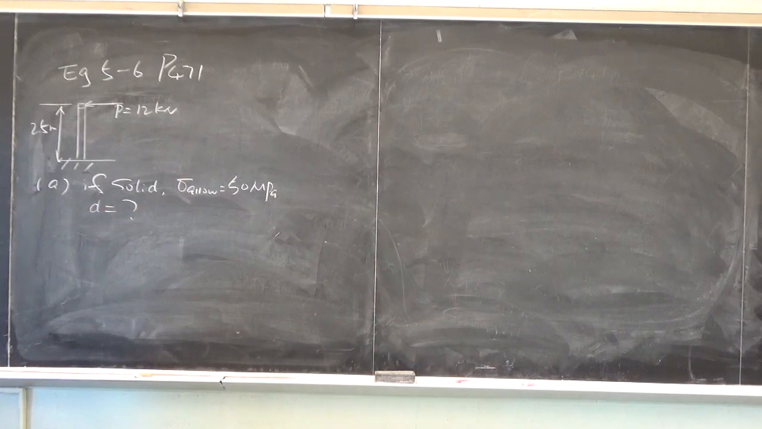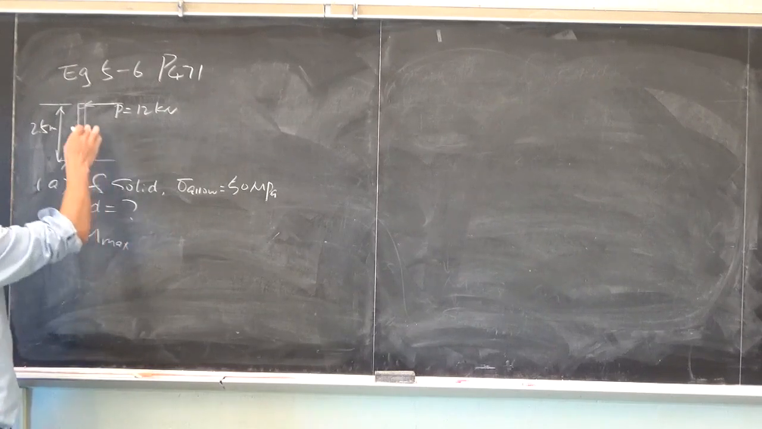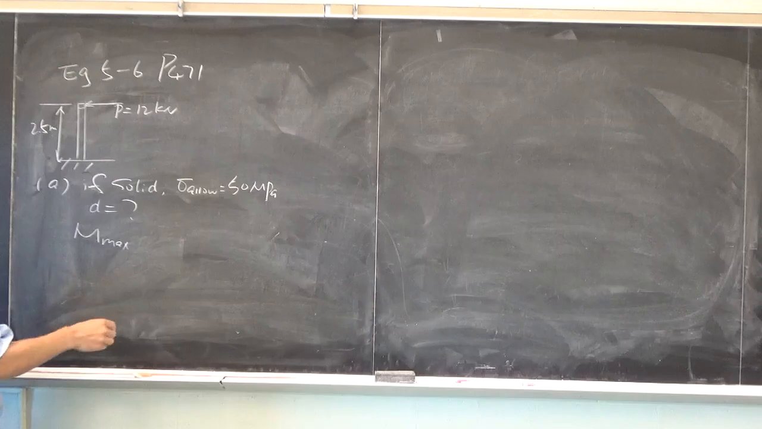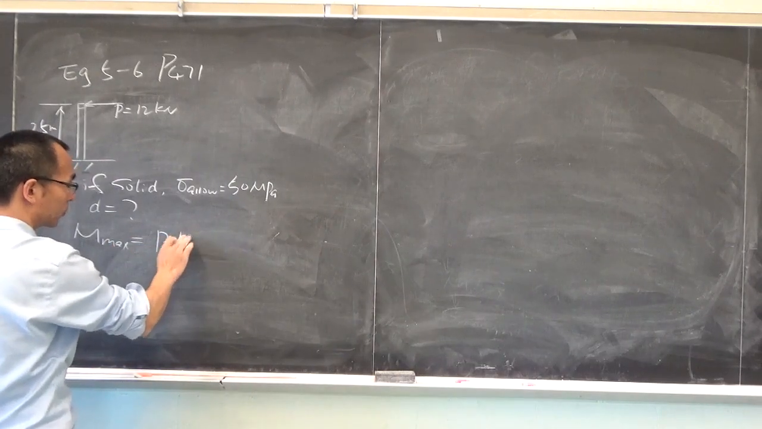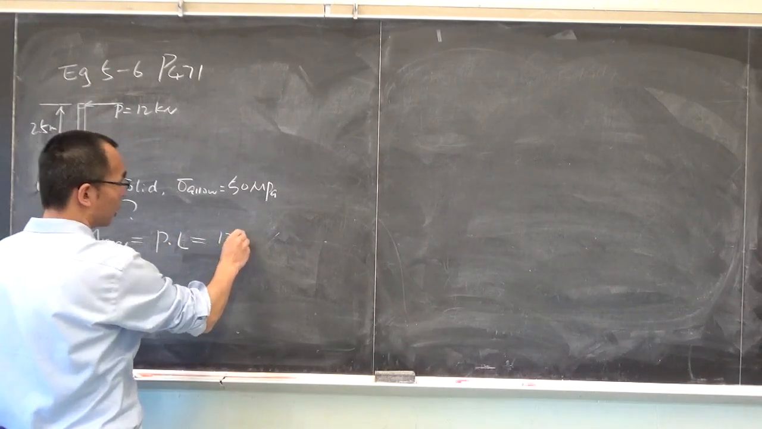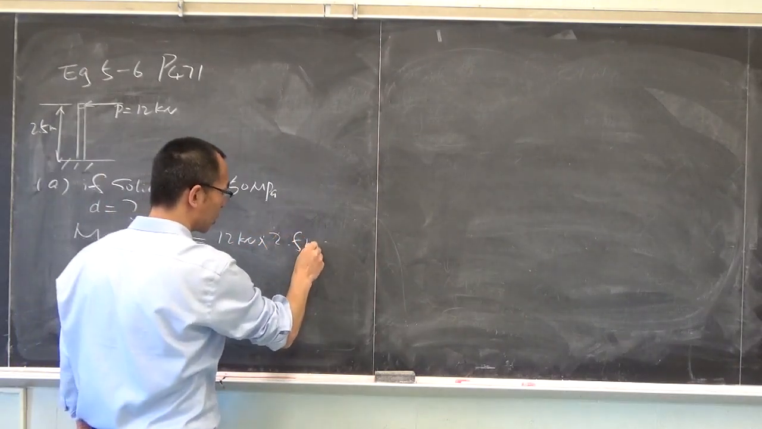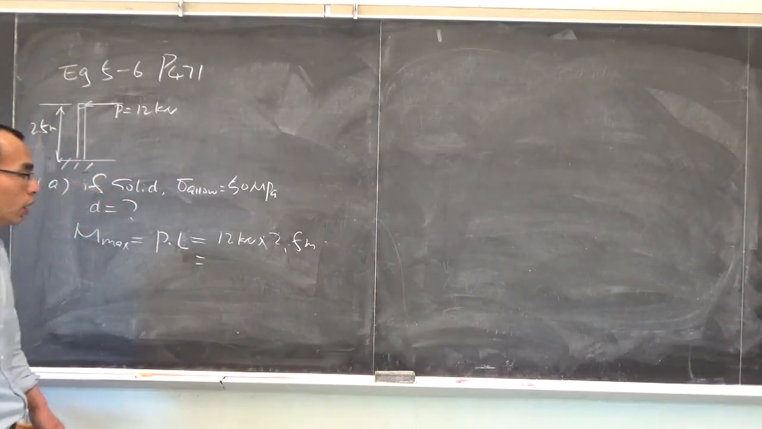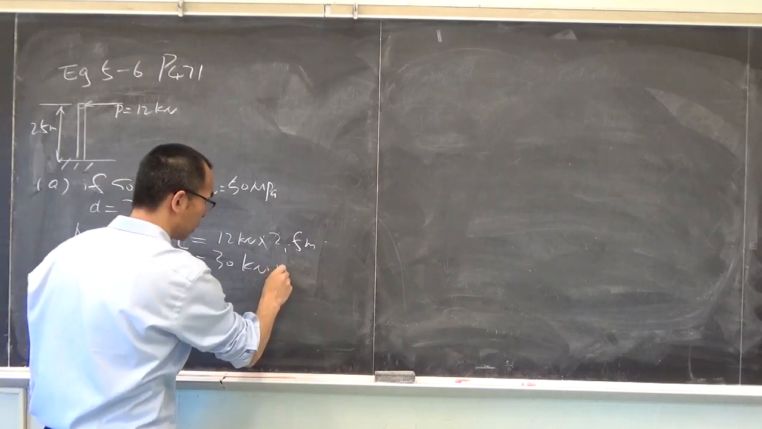Okay, so look at this problem, it's kind of a cantilever, right? Then we have the maximum bending moment, okay, at the end, right? So maximum bending moment will be P multiplied by the length, right? So this one will be equal to 12 kilonewtons multiplied by the length of 2.5 meters. So this one will be 30 kilonewton meters, right?